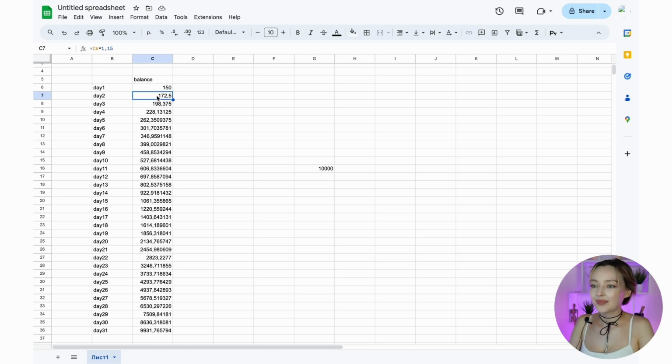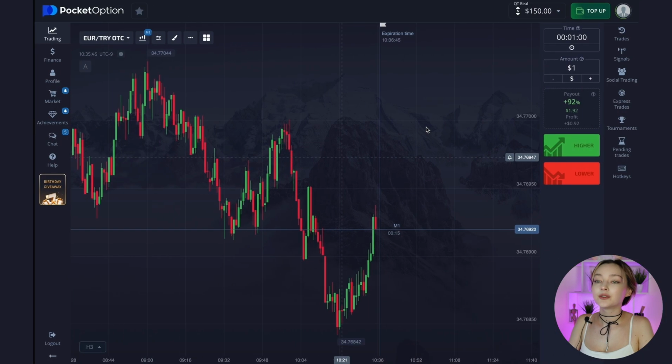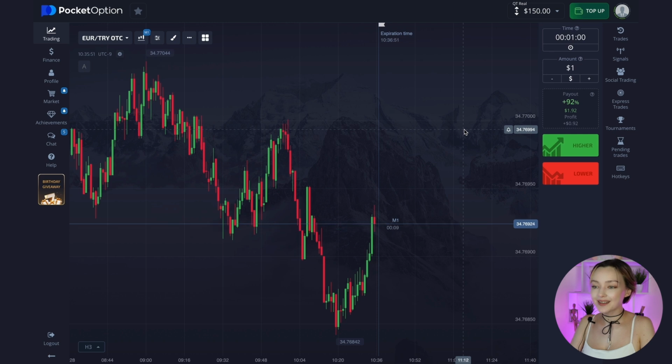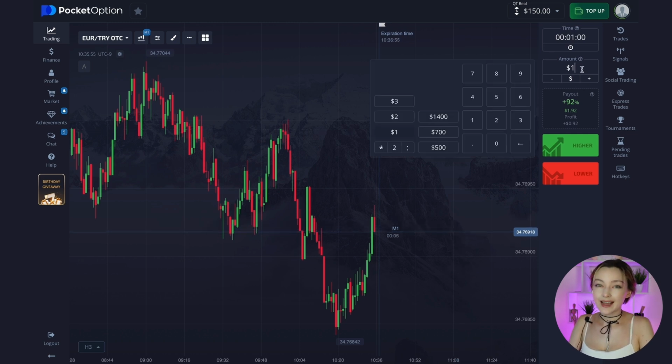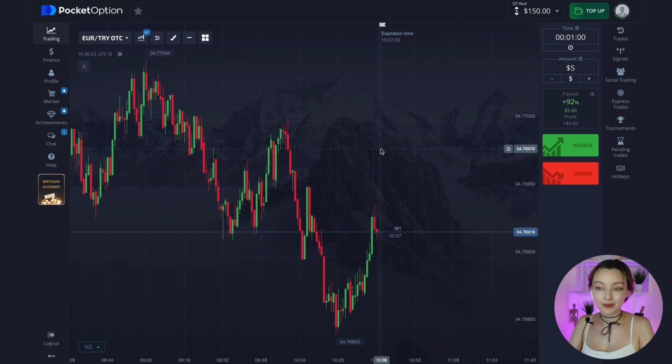So we have the initial deposit, $150, and we need to earn $22. In order to do that, we need to either make 3 successful deals closed, each one $10, or 6 profitable deals, $5 each. Let's start with $5 and try to open 6 profitable deals today and see how it goes.